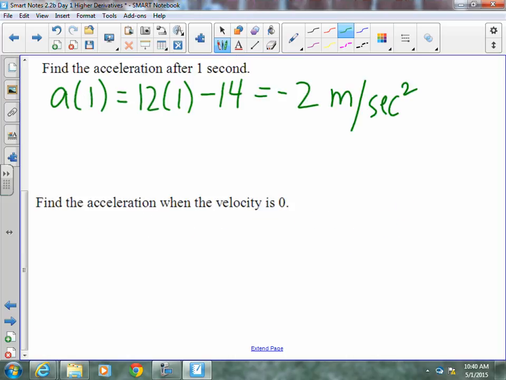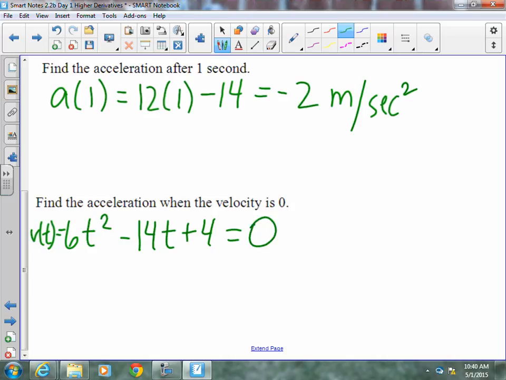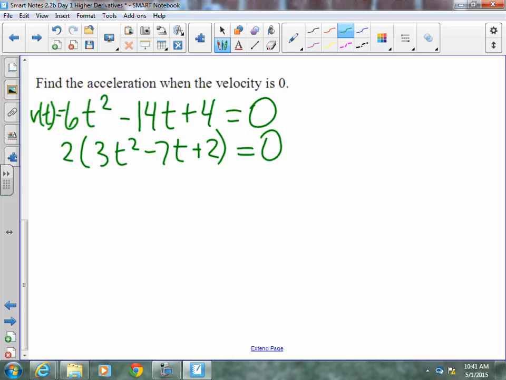Finally, find the acceleration when the velocity is 0. Well, in order to do that, we need to figure out when the velocity is 0. So when is v of t, which is 6t squared minus 14t plus 4, equal to 0? We need to factor. Pull out that 2 first. Always pull out your GCF as your first step of factoring. This factors into 3t minus 1 and t minus 2.